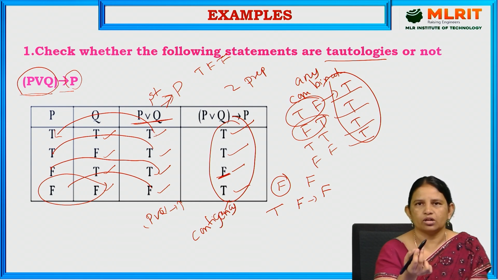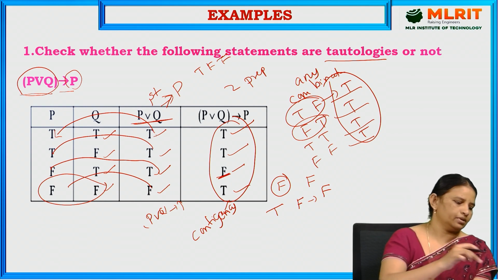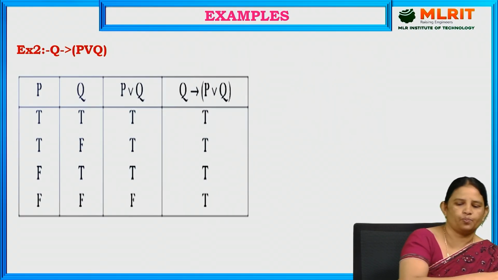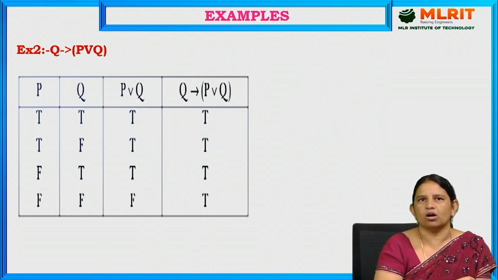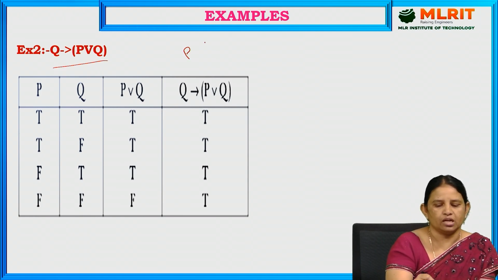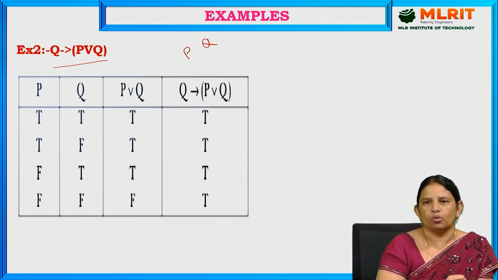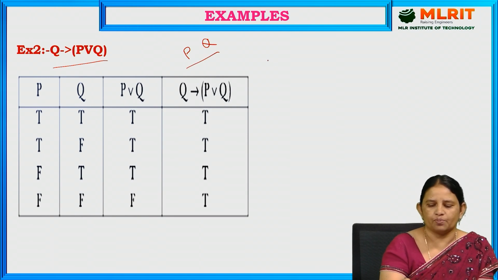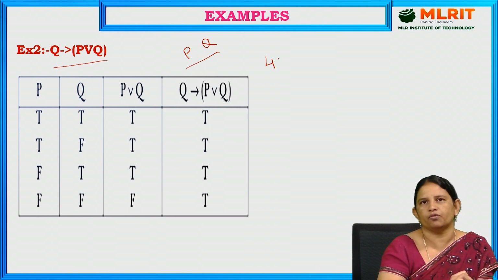If some values are true and some values are false, then we can say that it is a contingency. Let us consider one more example, whether it is a tautology or not. Consider there are two propositions, P and Q. There are four combinations of propositions, so the number of rows in the truth table is 4.